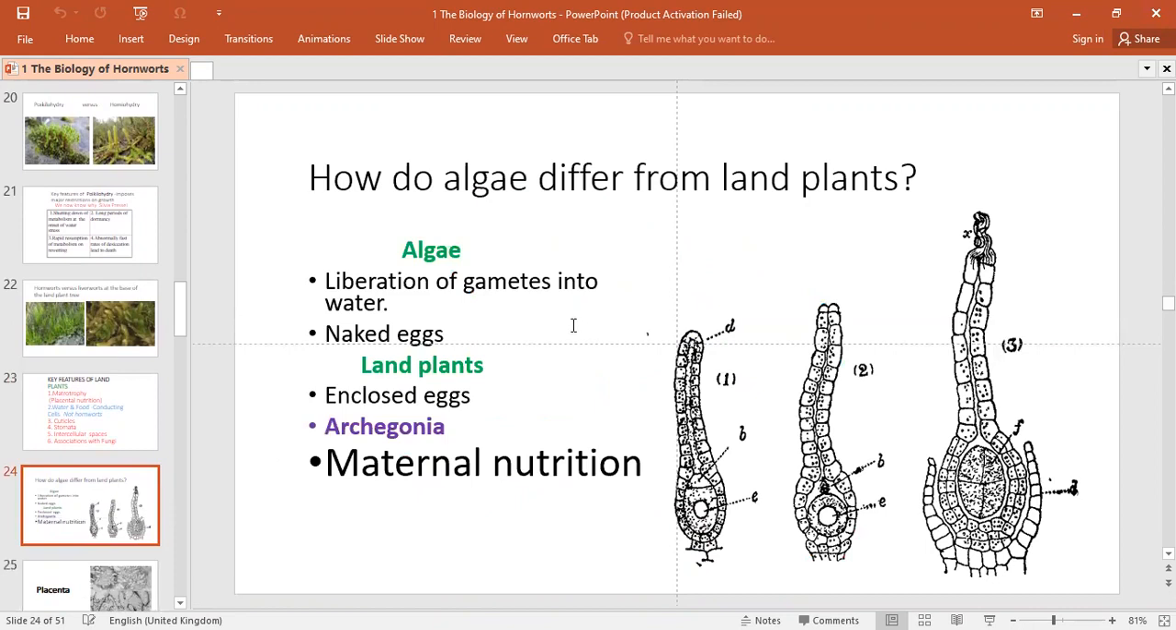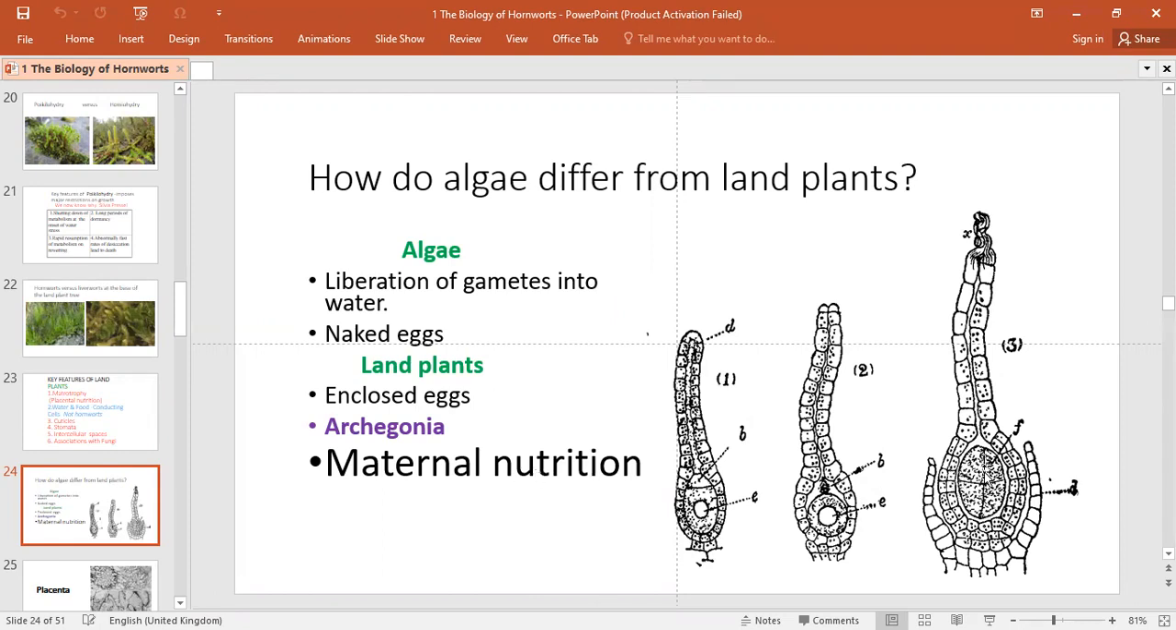Right. How do algae differ from land plants? The difference is not because algae are green or blue, brown or red and slimy. The difference is that algae liberate their gametes into the sea or fresh water. They have naked eggs, whereas in land plants, the eggs are enclosed in a thing called an archegonium. The egg sits at the bottom of a chamber here. The sperm comes swimming along, attracted to the archegonium, and the sperm finds its way and fertilizes the egg. And the embryo develops sitting inside a closed chamber.